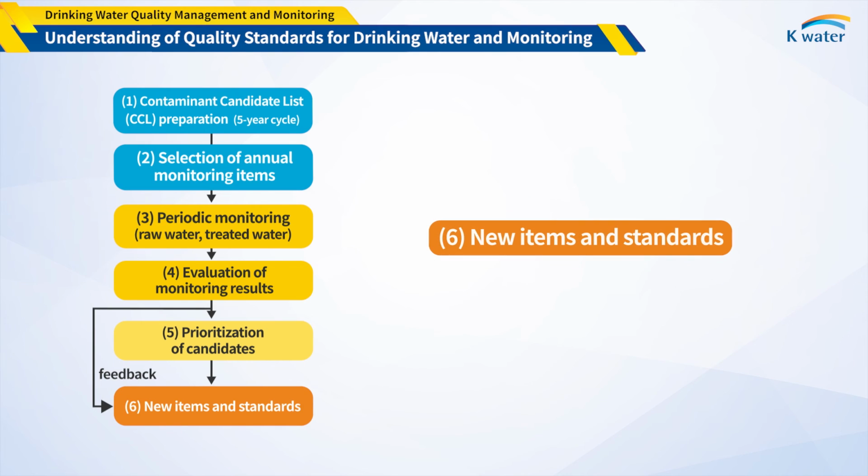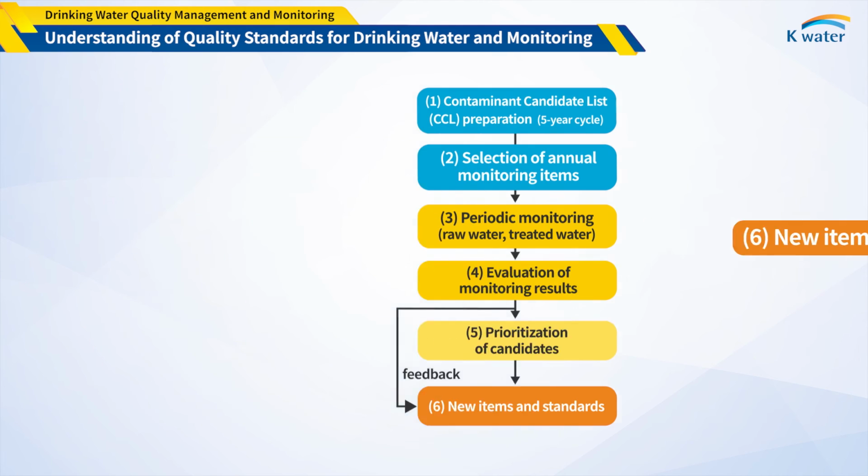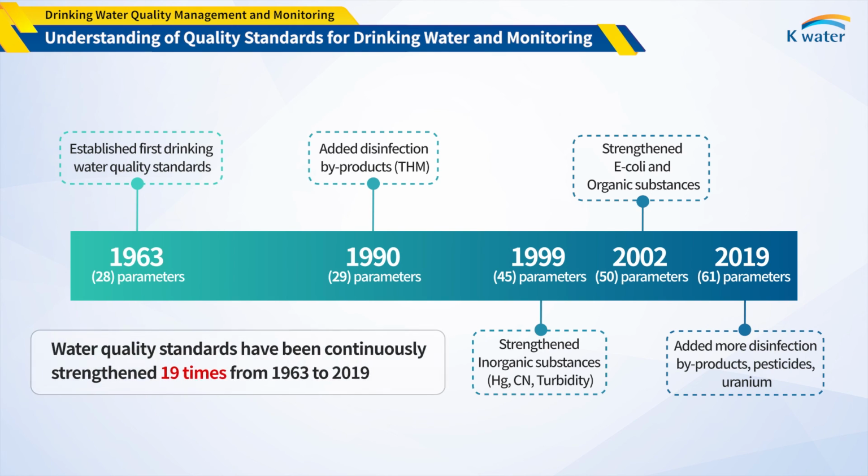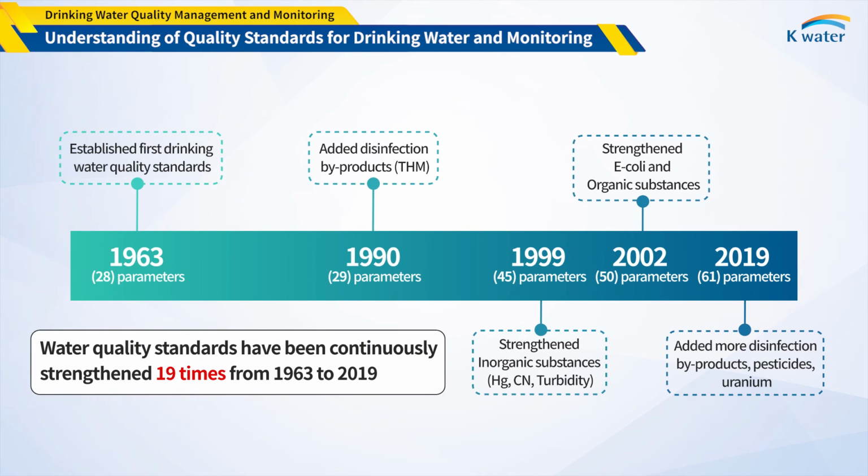In order to introduce new water quality standards, long-term monitoring, risk assessment, and elimination from water treatment must be comprehensively evaluated and determined. Water quality standards were first established in 1963 and revised 19 times until 2019. They are constantly being strengthened in terms of regulations. As of 2019, you can download the drinking water quality standards of major countries, including Korea.